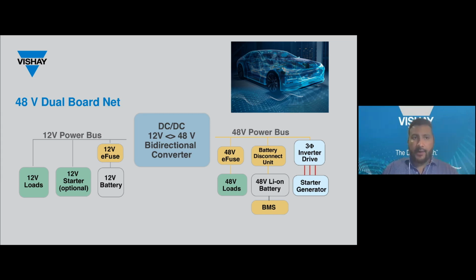With higher power, we get lower current, resulting in thinner wires. Our eFuse was designed to safely switch these loads. More on this later.